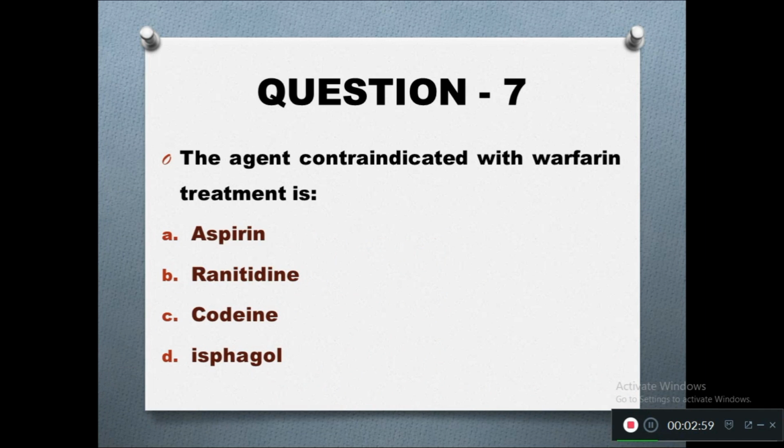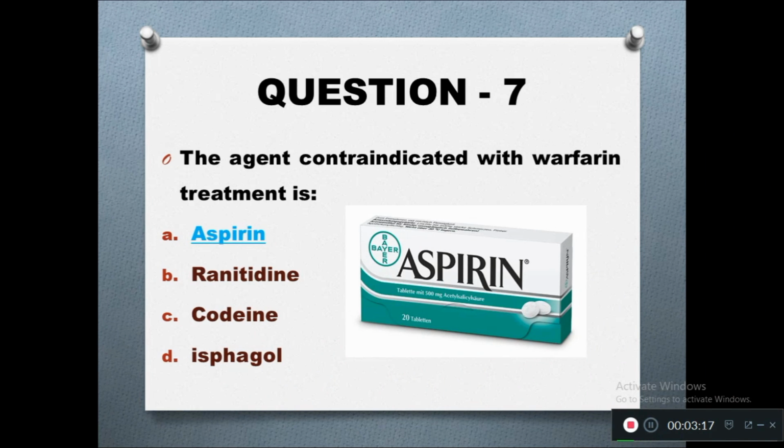Question number 7. The agent contraindicated with warfarin treatment is aspirin, ranitidine, codeine, ispaghula. The agent contraindicated to administer along with warfarin is aspirin. Aspirin can induce bleeding. That's why we cannot give it with warfarin.